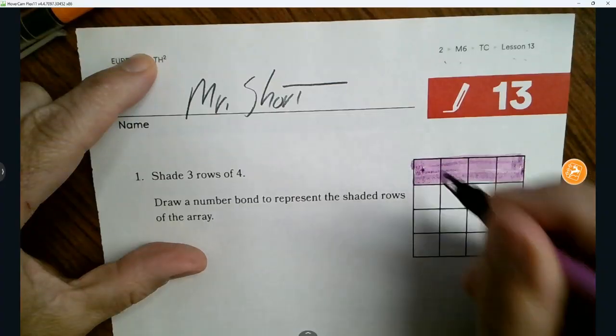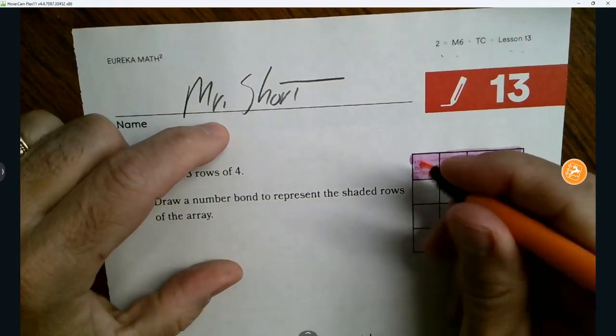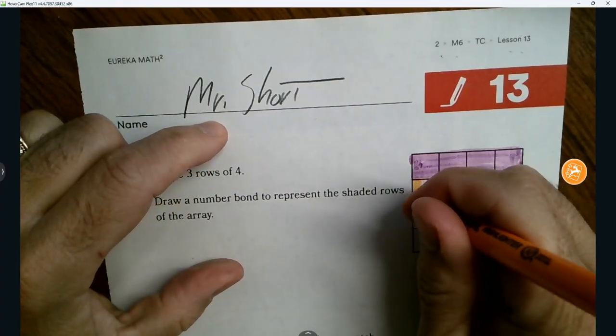All right, make it as neat as you can. I went outside the lines a little bit right there. That's okay. My principal says I go outside the lines a lot. Just kidding. He doesn't really say that to me every day.